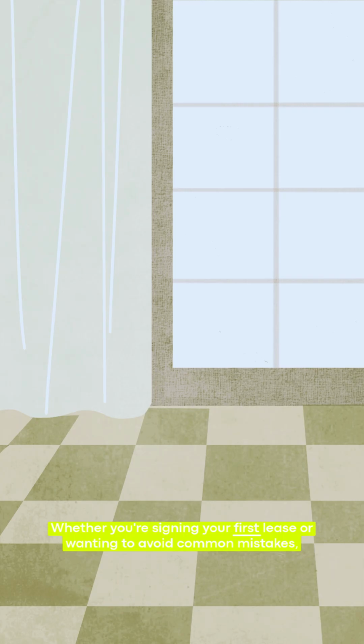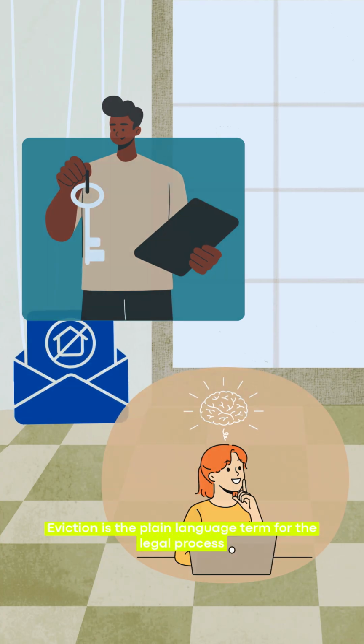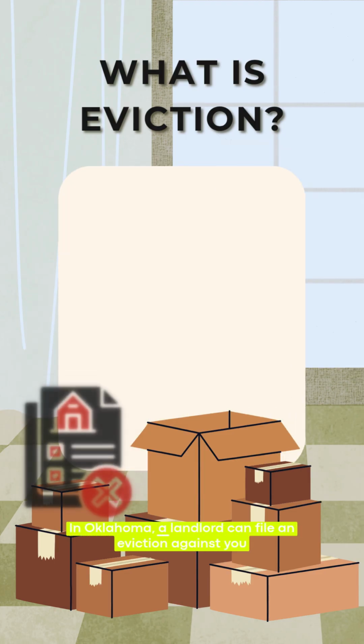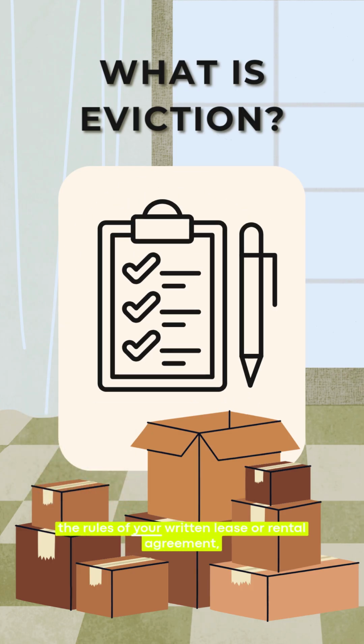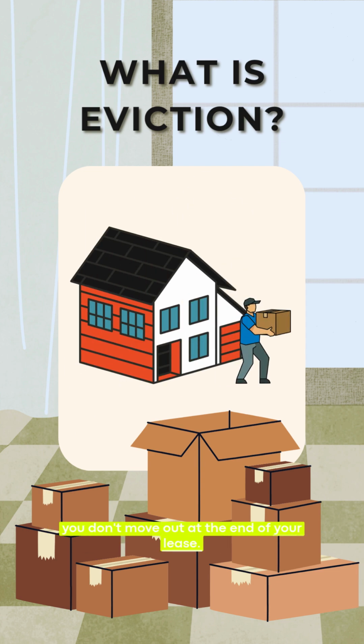Whether you're signing your first lease or wanting to avoid common mistakes, this video will walk you through the rules of the eviction process. Eviction is the plain language term for the legal process that a landlord must use to make you leave your rental unit. In Oklahoma, a landlord can file an eviction against you if you have not paid your rent, you have not followed the rules of your written lease or rental agreement, also called violating the lease terms, you engage in criminal activity, or you don't move out at the end of your lease.